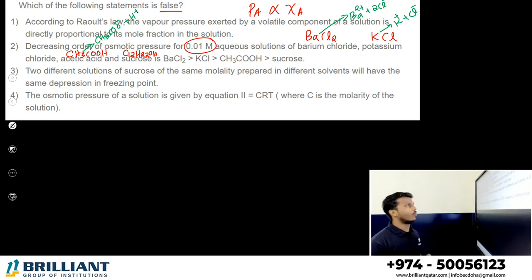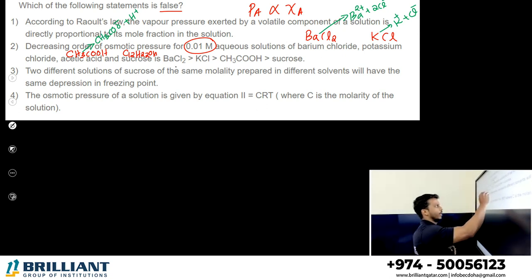Sugar part. Now, here, barium chloride, KCl, acetic acid, when you consider, barium chloride should have the highest osmotic pressure because it's giving you 3 ions. Correct one.